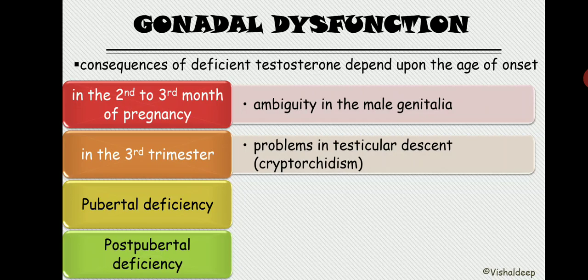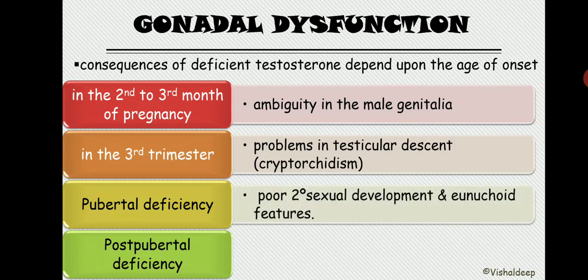Now in puberty, what happens when the testosterone is deficient? Then there are poor secondary sexual characters and eunuchoid features. Now what is eunuchoid feature? Eunuchoid feature is basically reduced or intermediate sexual characteristics. Ambiguity means it is not clear, so in broad terms both are the same. Ambiguity, it is not clear, and in eunuchoid it is intermediate or reduced sexual characteristics.